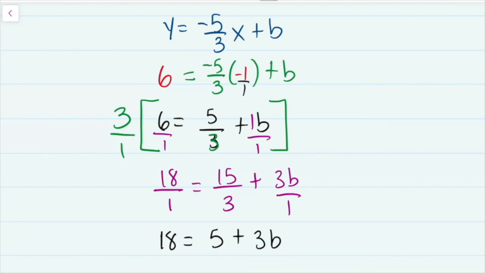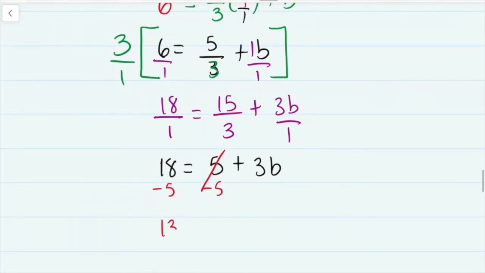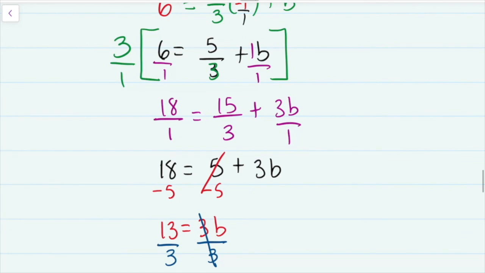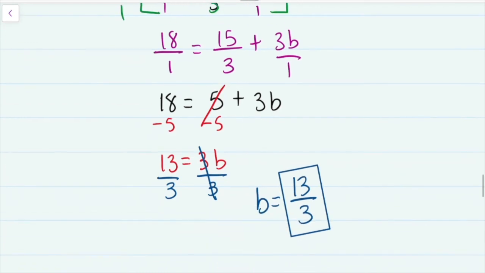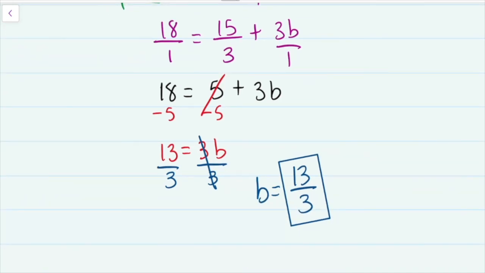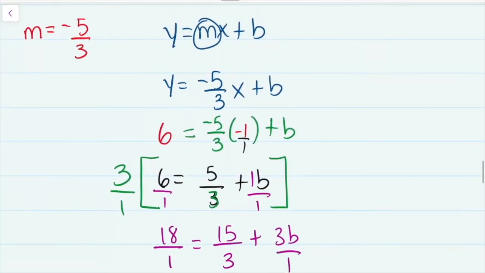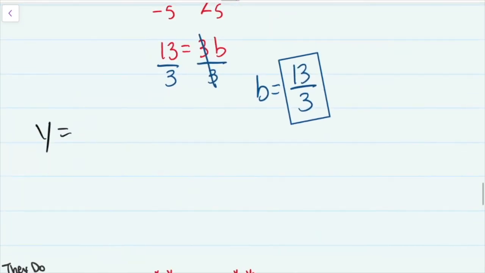Now let's just leave the b alone. -5, -5. 18 minus 5 is 13 equals 3b. And the last thing, to find letter b, we just divide. And notice we're going to get a decimal. I don't want to leave a decimal, so I'll just leave it like this. 13 over 3. So my final answer, remember, we're finding an equation. Y equals, what was my slope? -5/3 x plus b, 13 over 3.